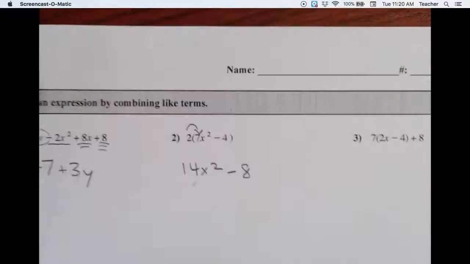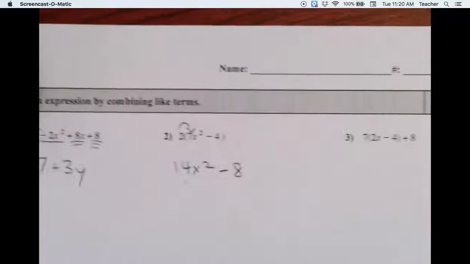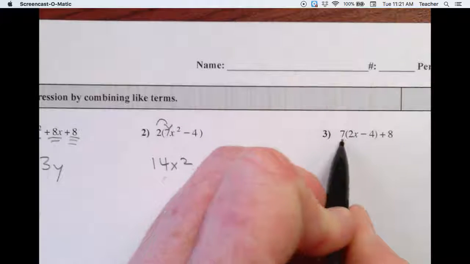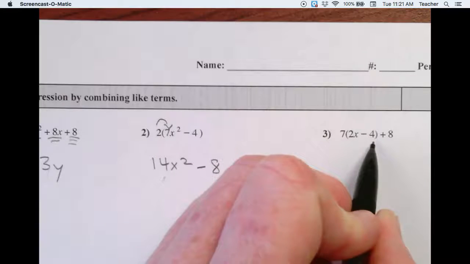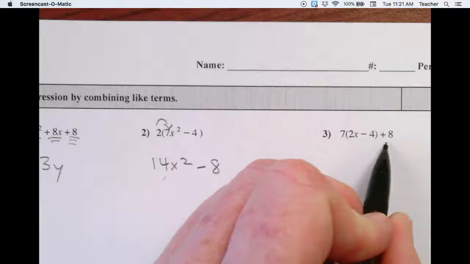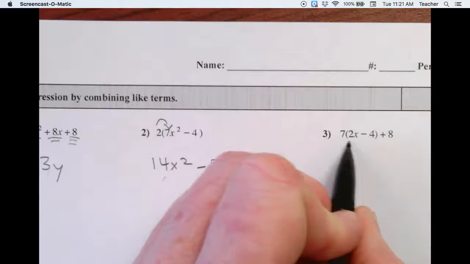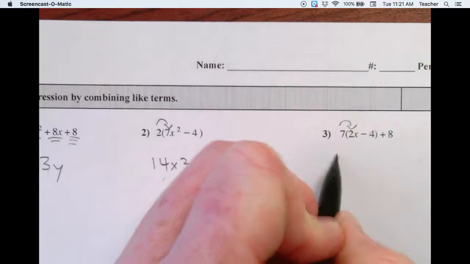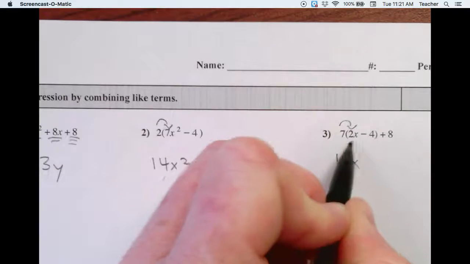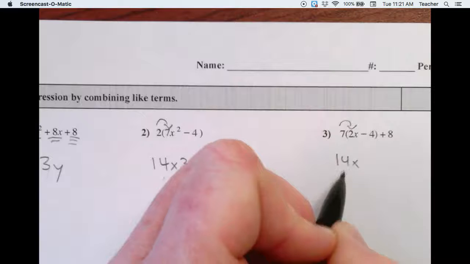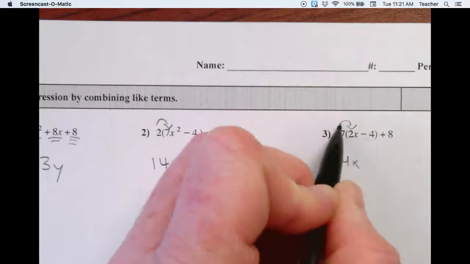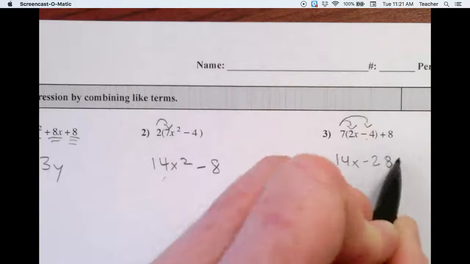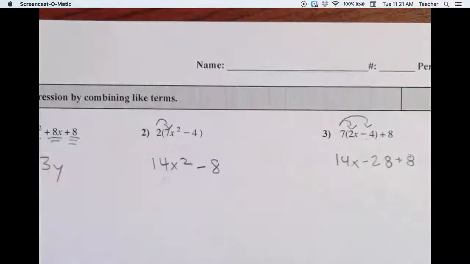Okay. Next one, I keep getting progressively difficult. So I have 7 groups of 2x minus 4, and then plus 8. So if I have 7 groups of this, I need to use my distributive property. 7 times 2 is 14x's. And then 7 groups of negative 4, which is negative 28. And then I still need to add this 8. Okay, you can't leave it like that.